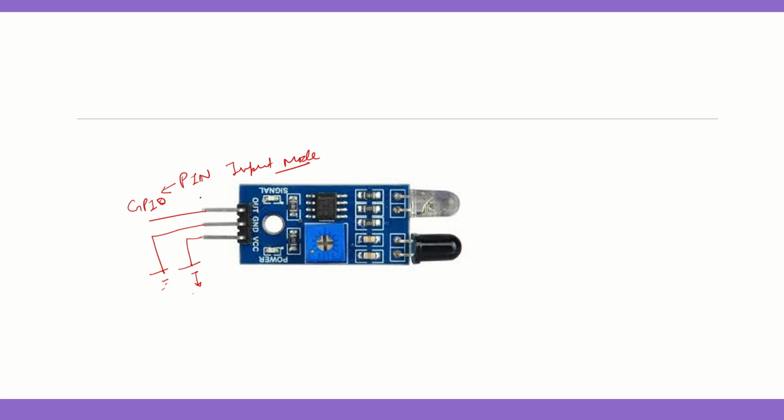So there are two possible outputs, 1 or 0. When the object is detected, the output will be 1. When the object is not present, the output will be 0. So we have to check whether the pin is 1 or not. If the logic level at the pin is 1, it means the object is present. If the logic level is 0, it means the object is not detected by the IR sensor.